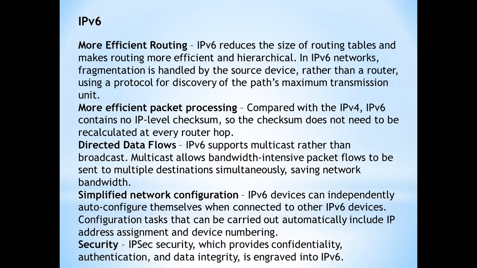Next is support for resource allocation. To implement better support for real-time traffic such as video conferencing, IPv6 includes a flow label mechanism in the specification. Routers can recognize to which end-to-end flow a given packet belongs.